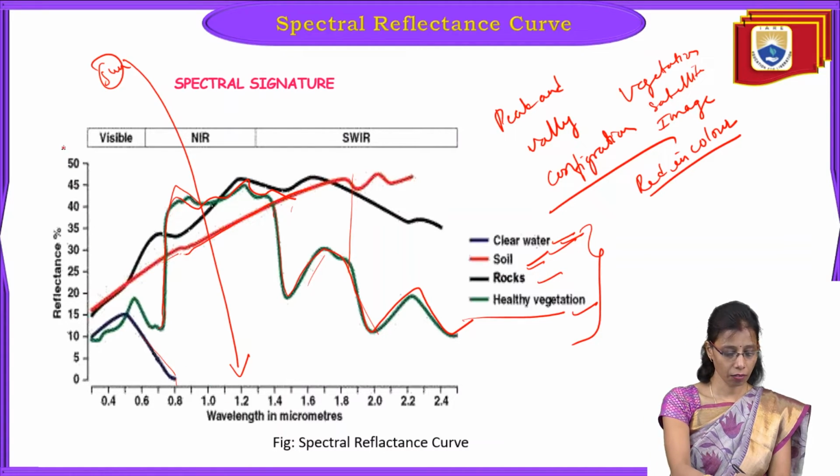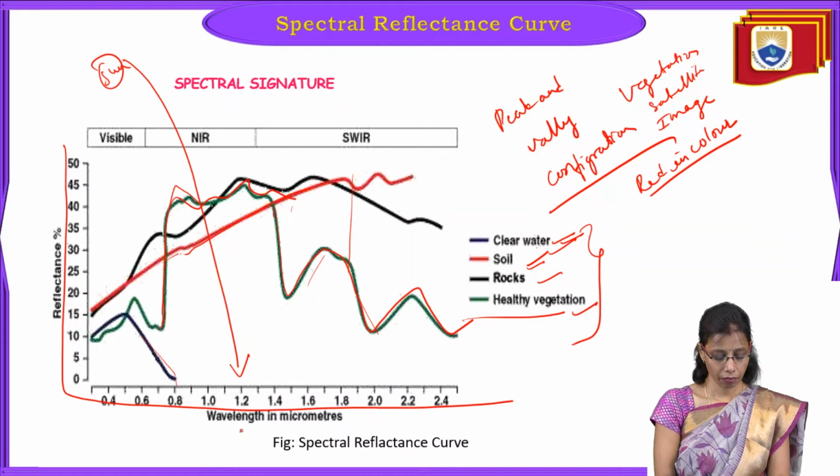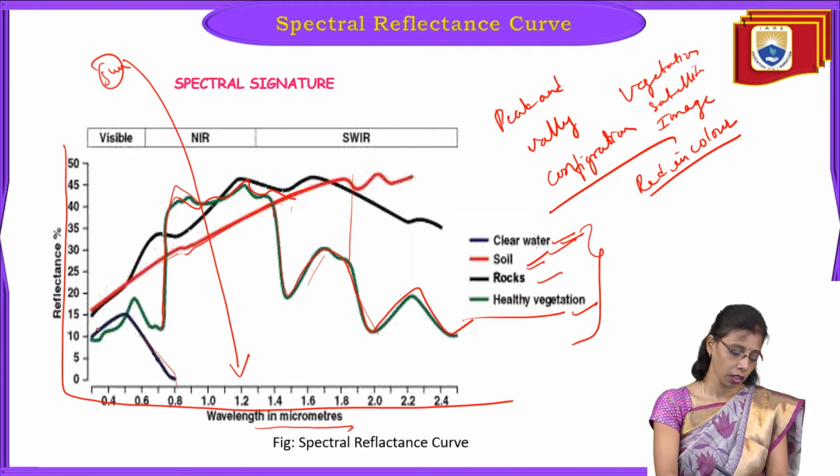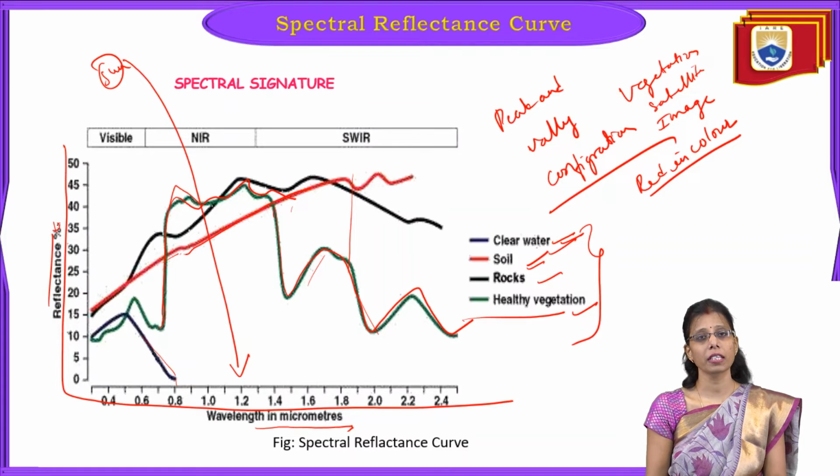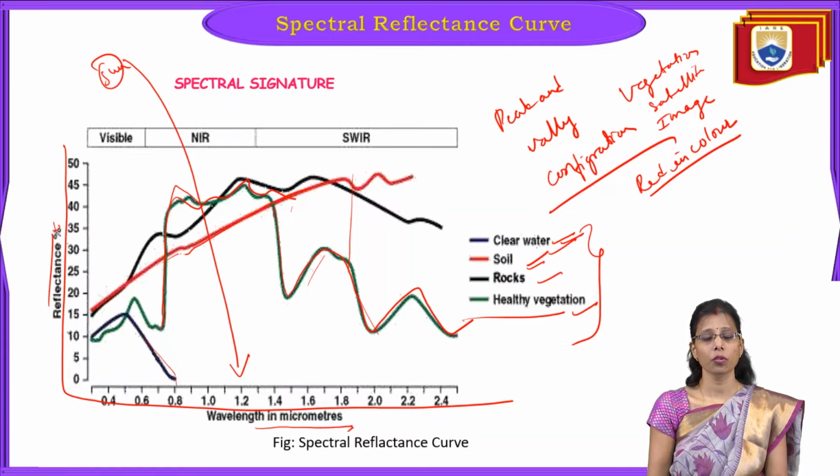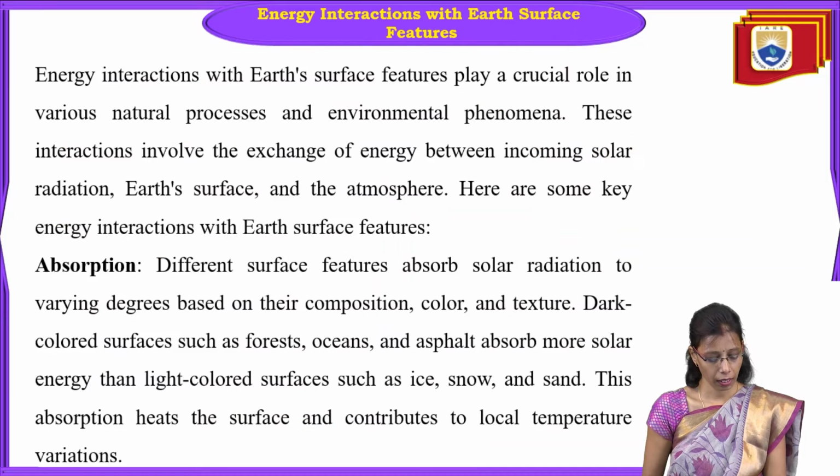So this is the graph of the reflectance curve, where we can see wavelength in micrometers. Here it shows the reflectance percentage, how much percentage it is reflecting in which region. As a result of the energy interacting with the Earth surface feature, it will give a reflectance curve to show the type of the feature. With the help of this reflectance curve, we are able to identify the type of the feature, the presence of water content in that particular feature, and how it appears on the Earth surface. All this we can identify.